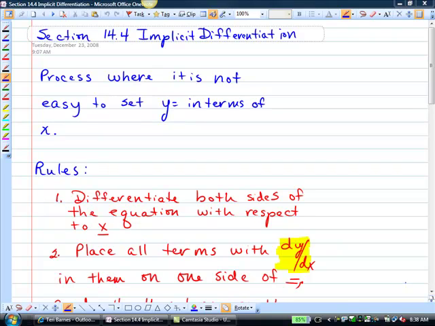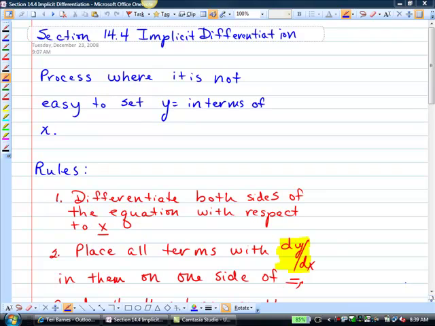Okay, 14.4 is going to be a little bit different than what we've been doing. We've been taking the derivative of things that were all nice and neat. They always say y equals or f of x equals, and it's easy to take the derivative. But sometimes we'll have a function that isn't in y equals form. Maybe it's got y cubed, maybe it's got y to the fifth, it's got xy squared, it's got something that makes it difficult to put in the y equals form.